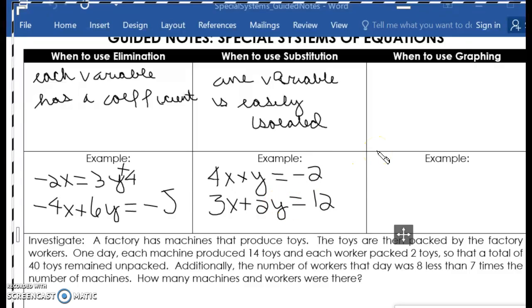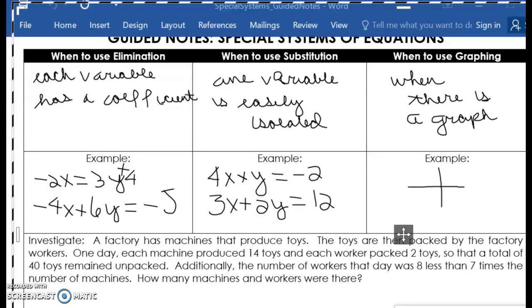And we're going to use graphing, well, when there's a graph. Remember, when solving by graphing, it's really important to be precise in order to get a correct solution.